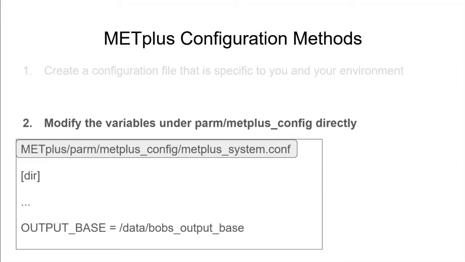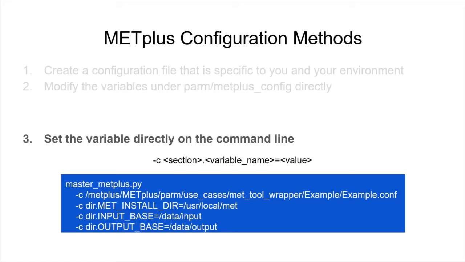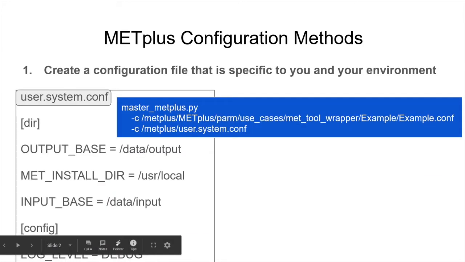Also, if you upgrade to a new version of the METplus wrappers, you will have to reset all of the variables that you've changed. Method 3 is to set the variables directly on the command line. You can override a single METplus configuration variable on the command line using this syntax, -c section.variable_name=value. While this functionality can be useful, it would be tedious to type out each variable override for every call to the METplus wrappers. In this video, we're going to use method 1 to create a user configuration file.